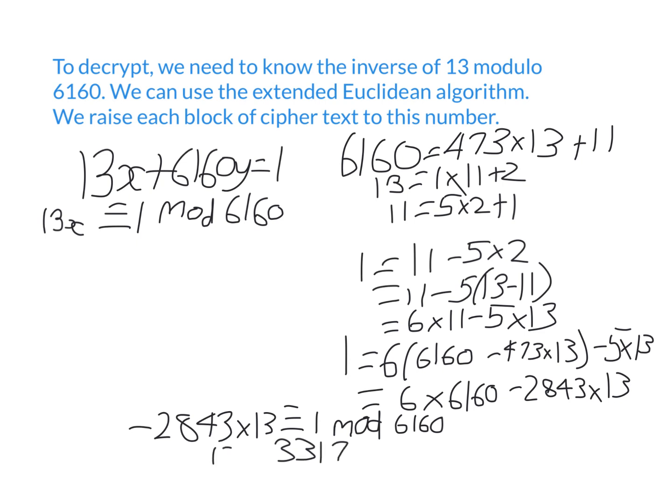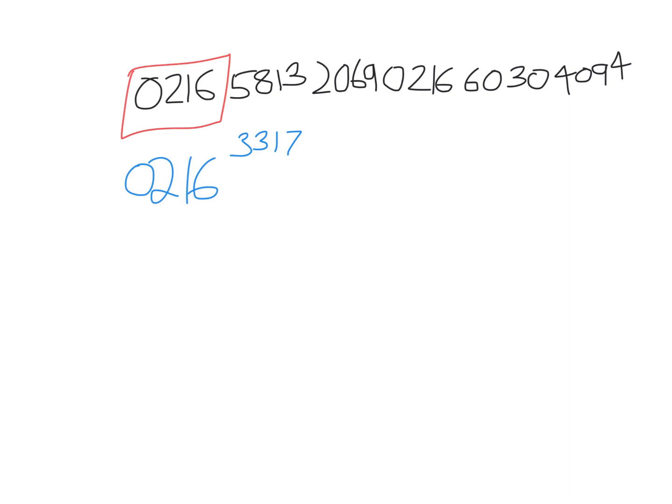So the multiplicative inverse of 13 mod 6160 is 3317. I'm going to use that now to decrypt the message. To decrypt the message, we need to take each of these blocks and raise it to the power of 3317, then reduce modulo 6319.